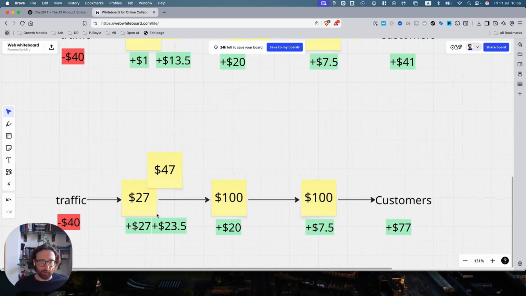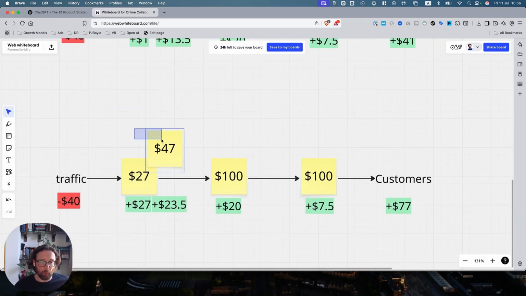So you might then change the front end to $27 and the bump offer to $47. And just that alone changes this completely. You're then spending $40 to make $77. That's $37 profit per customer coming into your business.